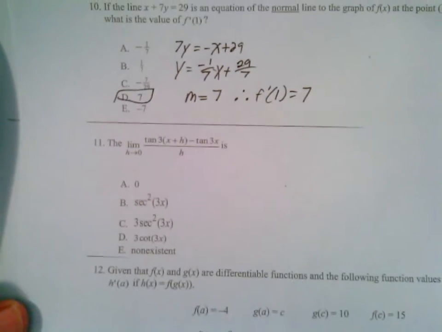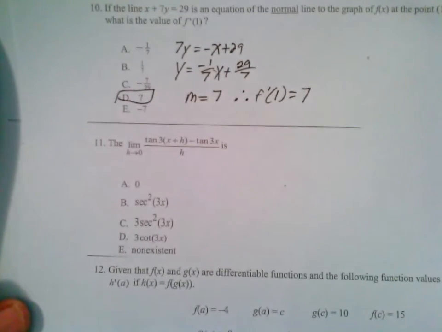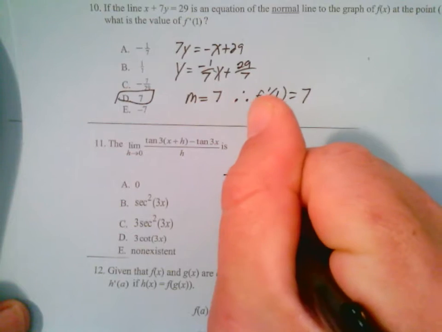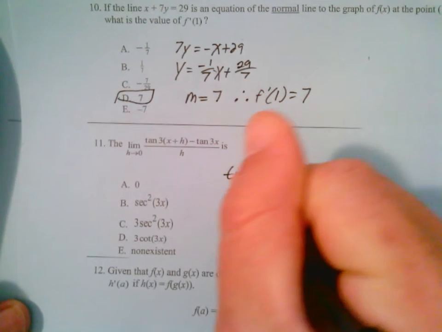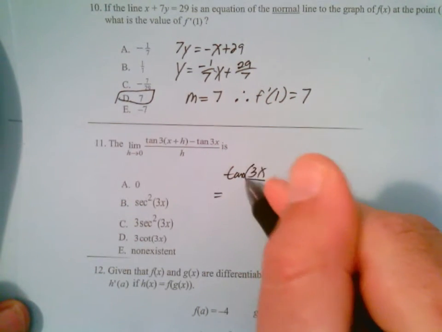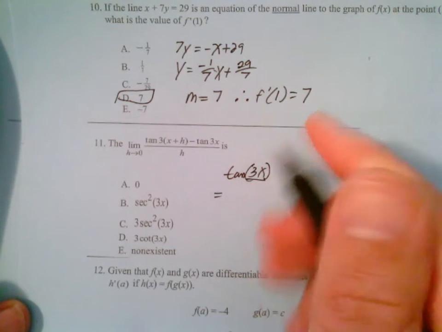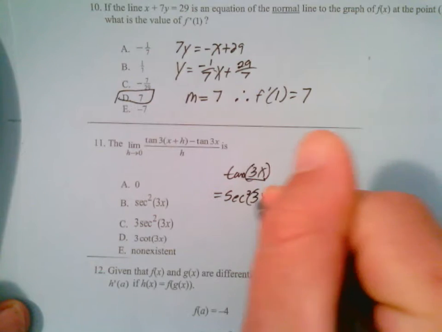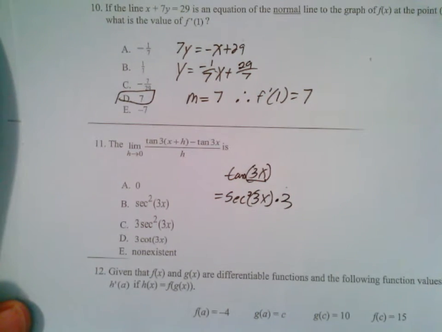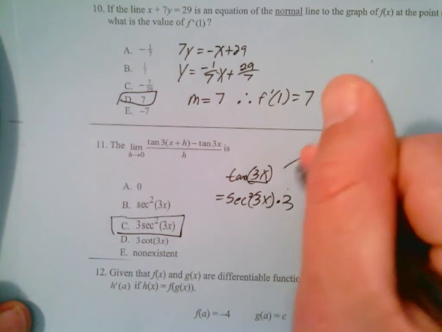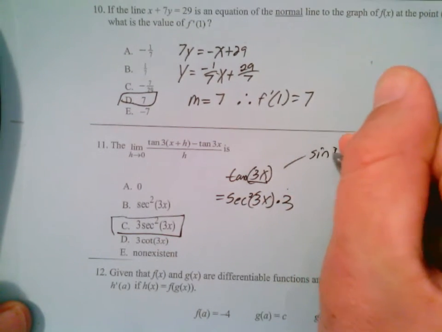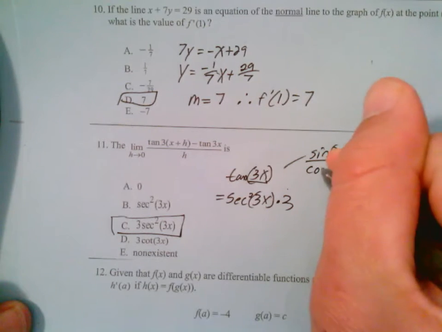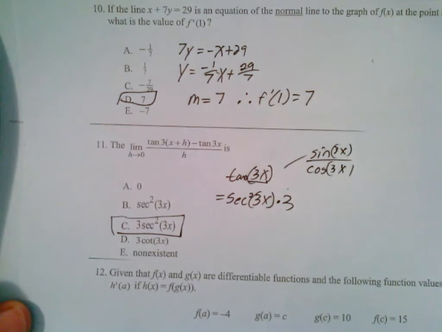Tangent. The derivative of tangent is secant squared x. So we've got chain rule because in here I've got a linear function inside of a trig function. So secant squared 3x times the derivative of the inside, which is 3. You can use the quotient rule, and you'll get the same thing. Just a lot more work.